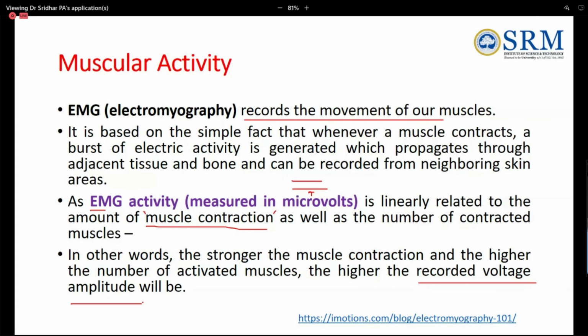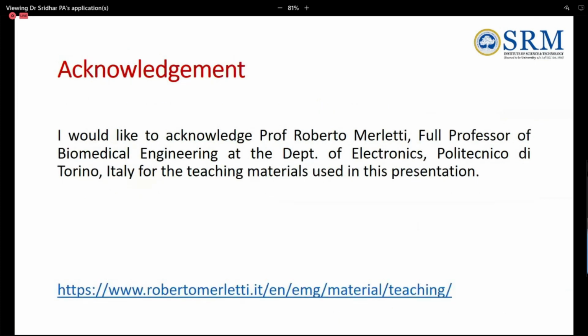So I would like to acknowledge Professor Roberto Merletti, with whom we have been in collaboration for the last few years. He is the one who started working on this EMG 30-40 years ago, and I'm using some of the materials in this presentation with his permission, for understanding the points and where we have collaborated with him in terms of the research.